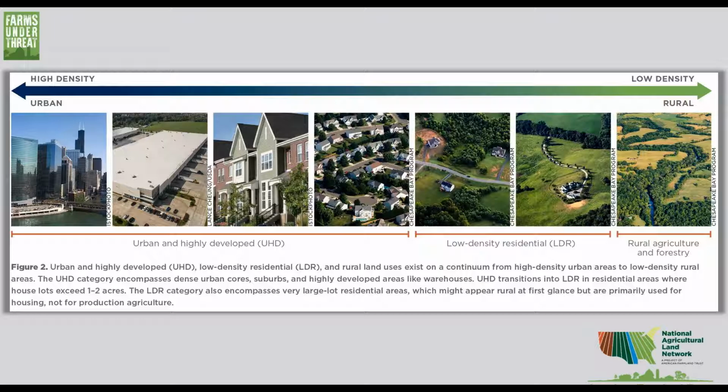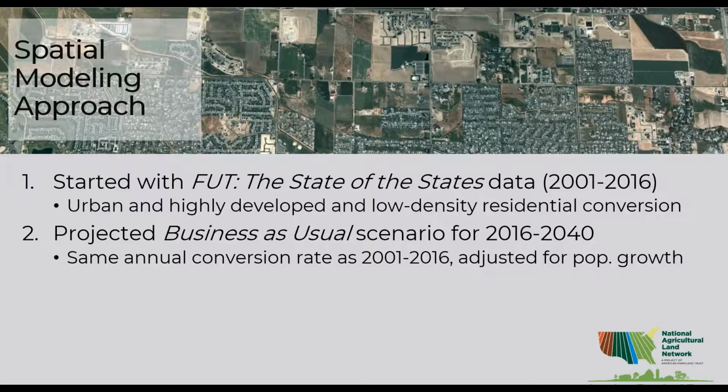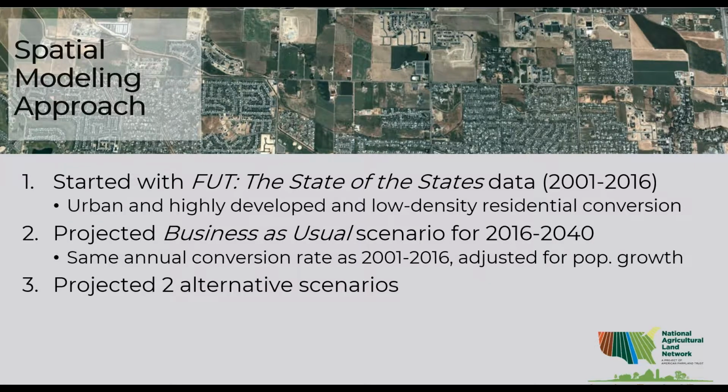So, starting with our historical data, we projected into the future with the business as usual scenario. Basically, we made a straight line projection using the same annual conversion rate as what we documented from 2001 to 2016 to predict the level and location of conversion by 2040. We adjusted the model to account for projected population growth or decline. Building off that business as usual scenario, we developed two alternative scenarios, which we'll get to in a minute.